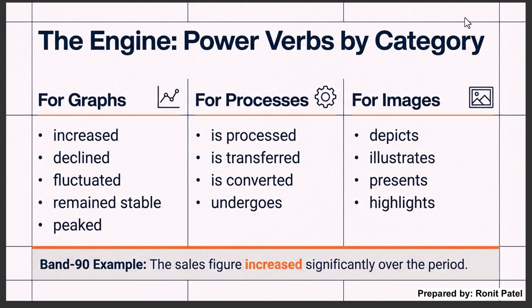A band 90 example is provided below. The sales figure increased significantly over the period. Why does this score high? Because a precise noun is used, figure, a strong verb is there, increased, an academic adverb is present, significantly, and a correct time phrase is there, over the period.